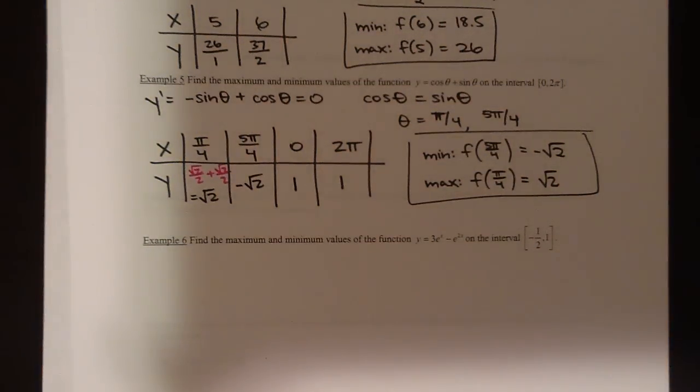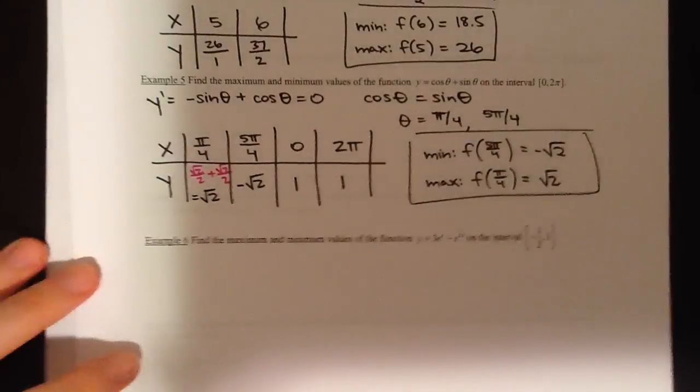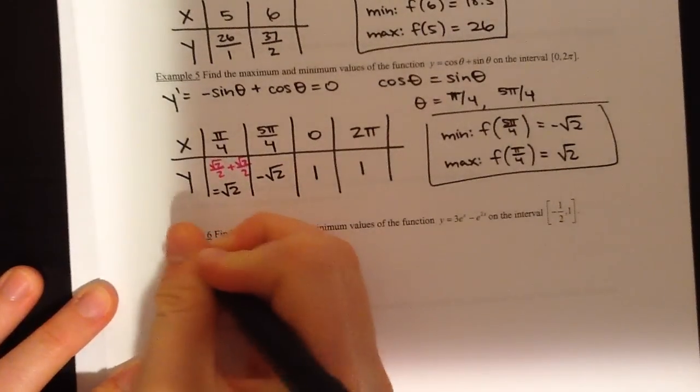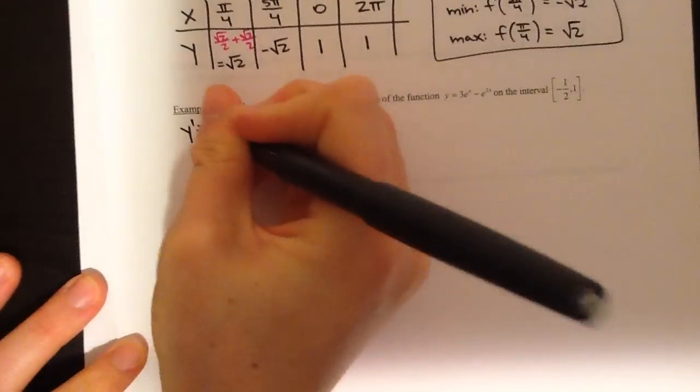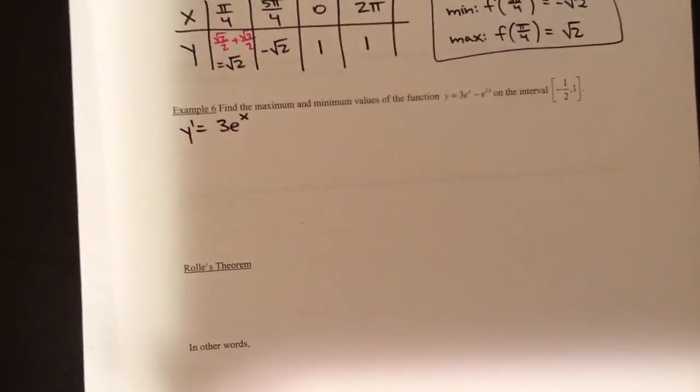Okay, so one more of these. One last practice with finding extreme values. Step 1, find the critical points. So I find y prime. The derivative of 3e to the x is just 3e to the x, because 3 is just a constant, and then, we know, best derivative ever.